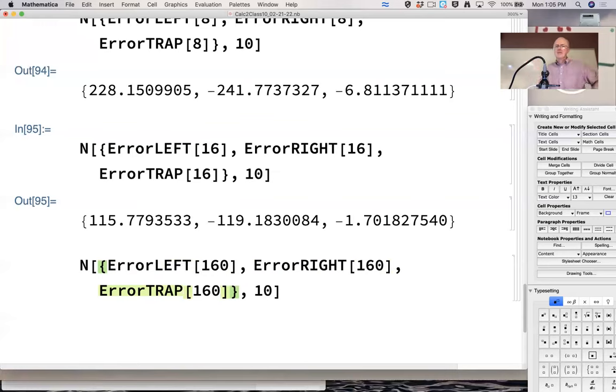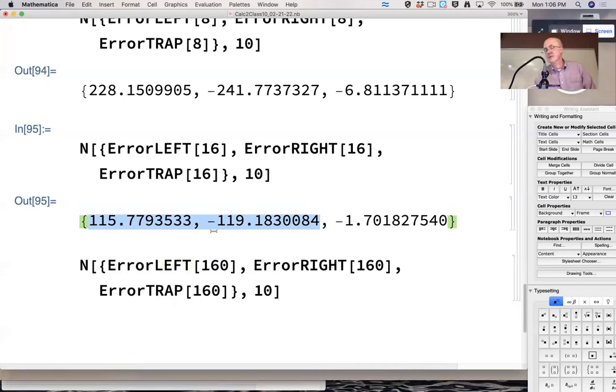Should get like 11. Should get 11 and 12 and then almost 0. Yep. If you multiply n by 10, so it goes from 16 to 160, instead of getting cut in half because we multiplied by 2, we should get cut by a factor of 10 for the left and right hand rules. They should go from these numbers to around 11 or 12.